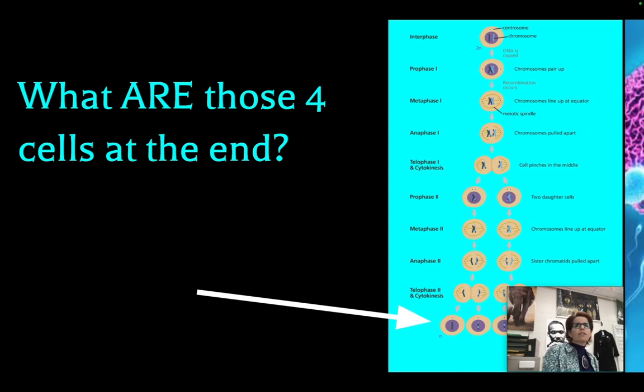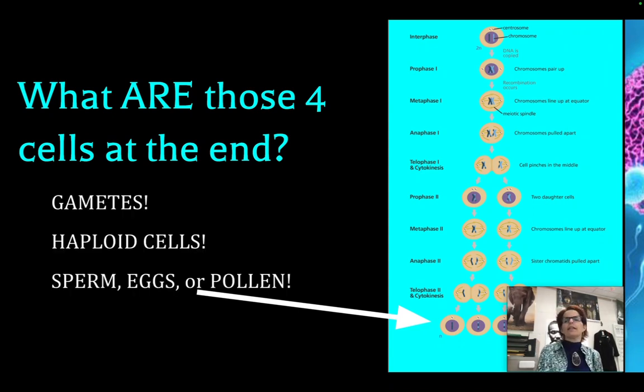What are those 4 cells at the end of meiosis again? Just a review question. Gametes is a great word. So sperm, egg, pollen, they're haploid cells. All of them are haploid.